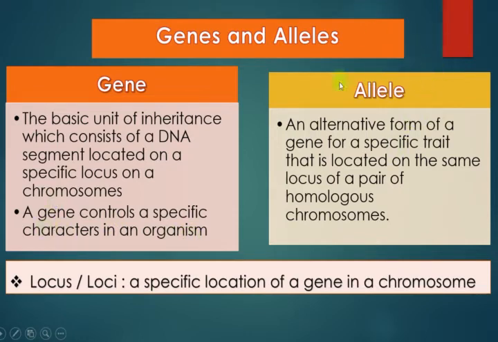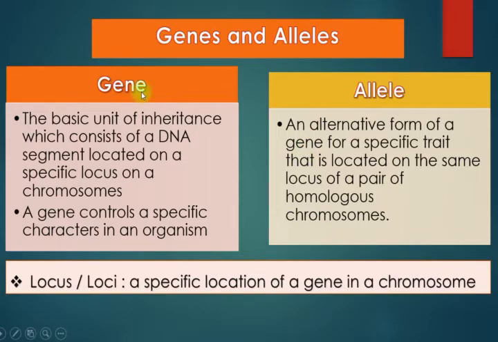Allele. What is an allele? An allele refers to an alternative form of a gene for a specific trait that is located on the same locus of a pair of homologous chromosomes. Later we will look at the example. So, what is an allele? An allele refers to the alternative form of a gene, for a specific trait. So that refers to the gene and allele.